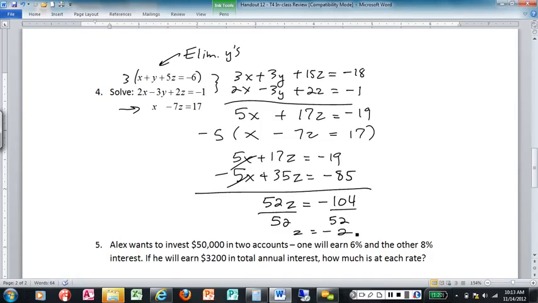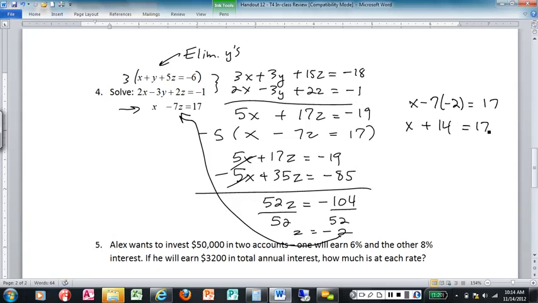Well, if z is negative 2, then I plug the negative 2 in for z back there. So I have x minus negative 7 times negative 2 equals 17. Yeah, I can figure out what x is. That'd be x plus 14 equals 17. Subtract the 14. Got x is 3. Right?